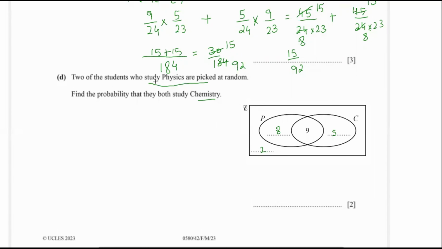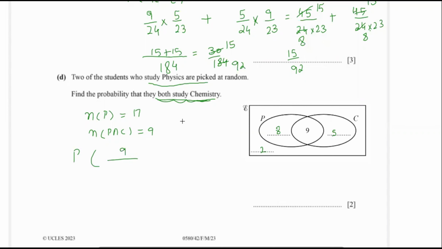Part D. The total number of students who study physics is 17, and the students who study both physics and chemistry number 9. We have to find the probability that both study chemistry. Therefore, the total students who study chemistry as well as physics are 9.